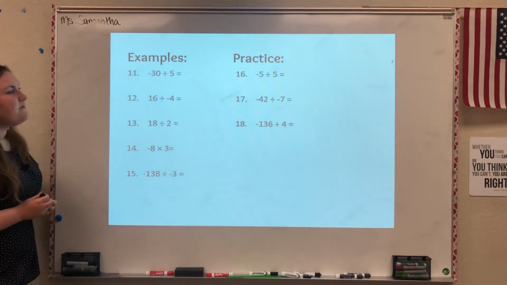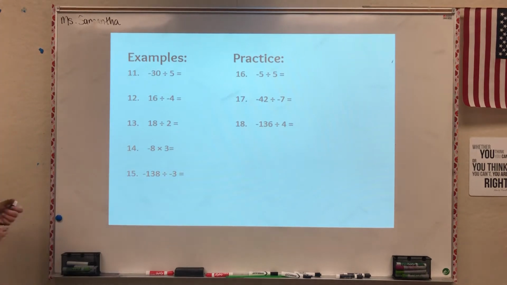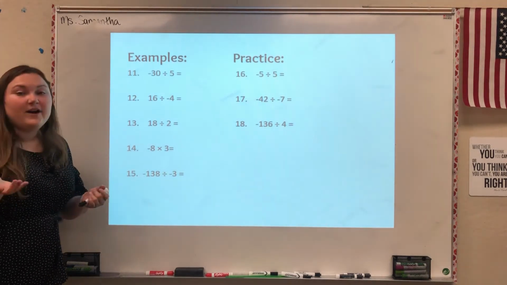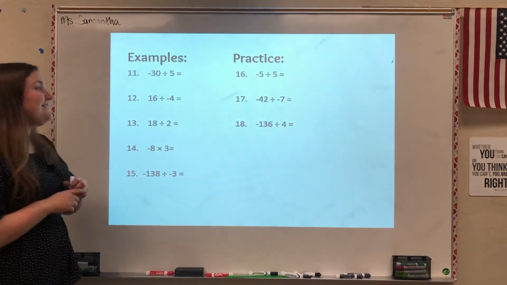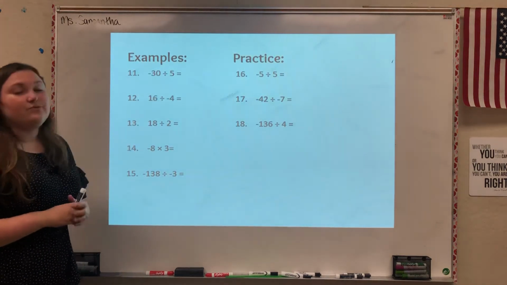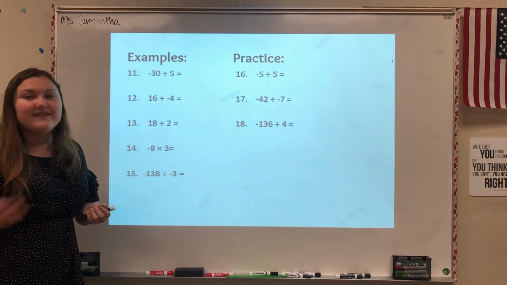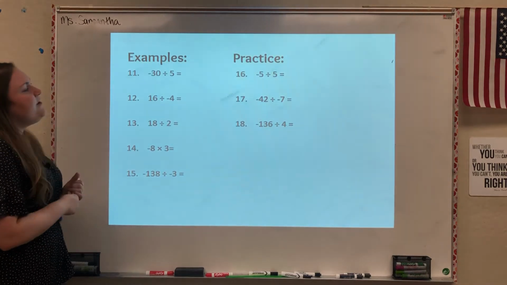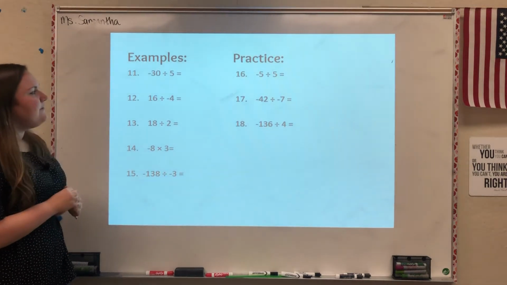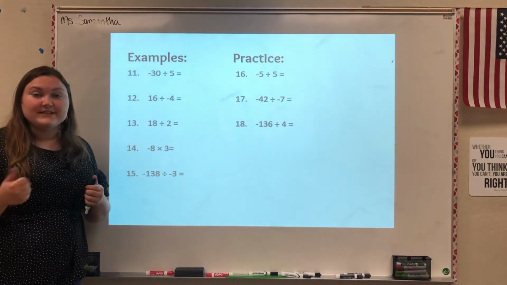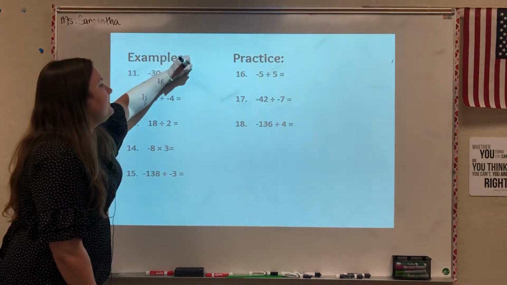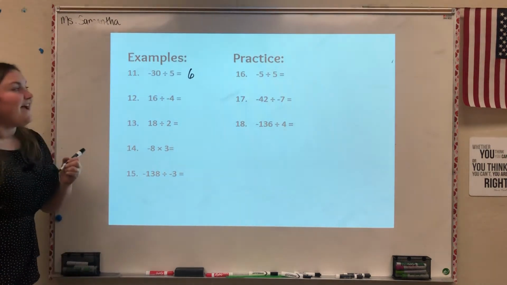Over here, the first one we've got is negative 30 divided by 5. Just like before, the strategy I would recommend is go ahead and do the math first with the numbers and then check your sign afterwards. So 30 divided by 5, well, I know 5 goes into 30 6 times. So that means 30 divided by 5 equals 6.